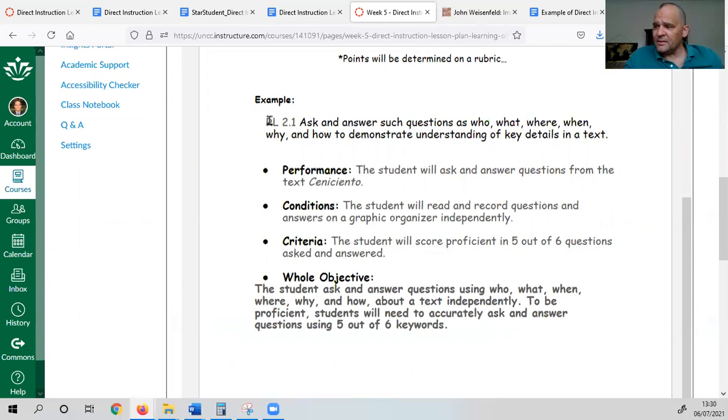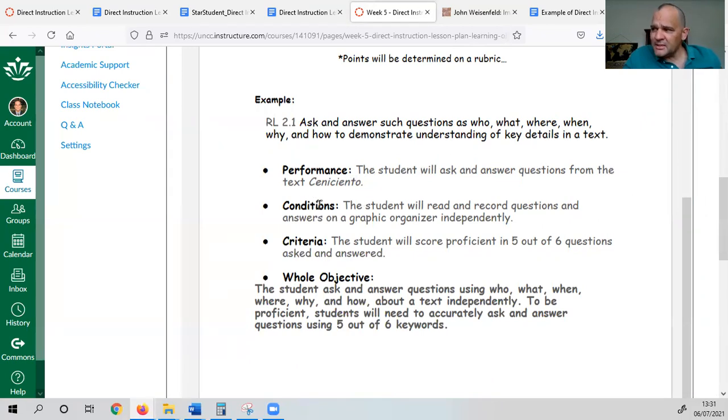So for example, here's a literacy standard, a reading standard in 2nd grade that says ask and answer such questions as who, what, where, when, why, and how to demonstrate an understanding of key details in a text. You can look at that standard and say, okay, well, I already kind of get a sense for what the students should be able to do. And the performance that you want them to do is ask and answer questions from a text. And I put an example text in here.